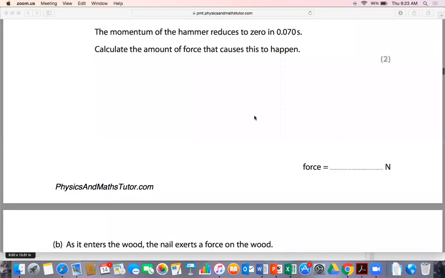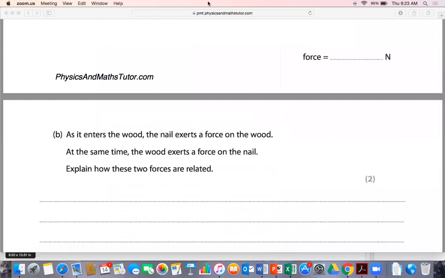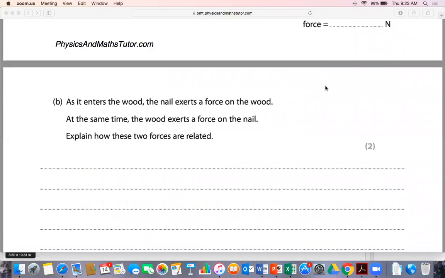Okay, let's continue. Sorry, I had some issue with the screen. As it enters the wood, the nail exerts a force on the wood. At the same time, the wood exerts a force on the nail as well. Explain how these two forces are related.